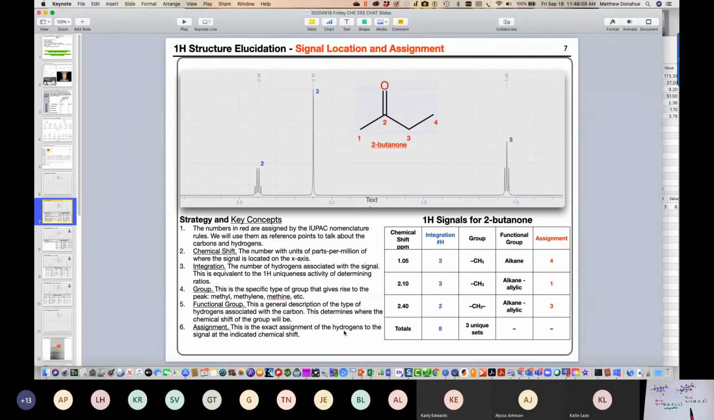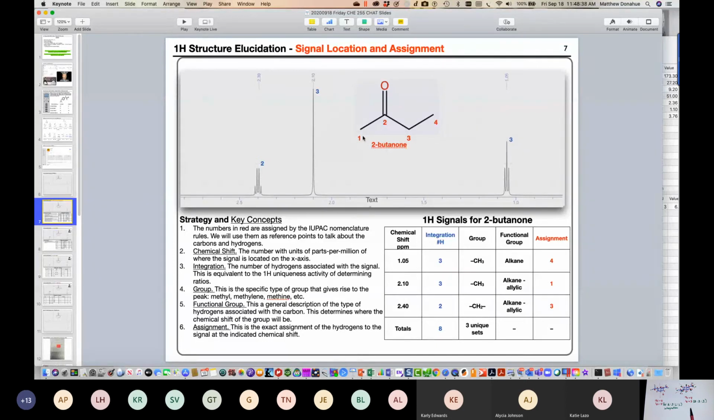So that's what I mean by assignment. I've assigned the peak at 1.05 to this position 4, and again the 4 is coming from the nomenclature. Now we're reading right to left. This is the next signal we run into at 2.10. The integration is 3. That tells us it's a methyl group.